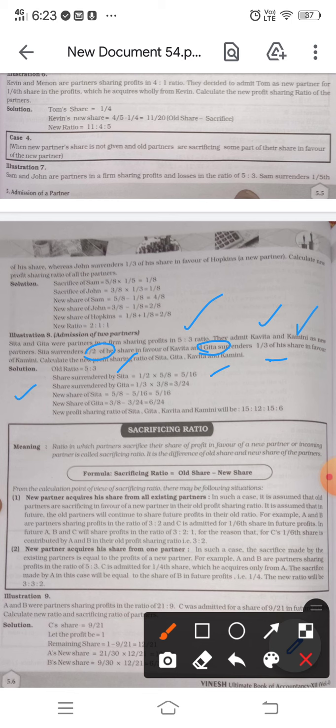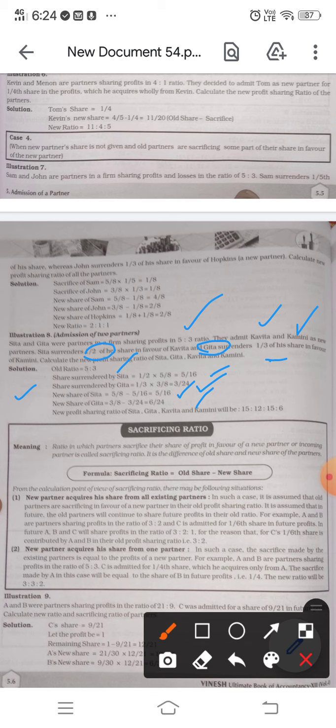So 1/2 into what is the old? 5/8. 5/8 into 1/2. Next, what is the share which is surrendered by Geeta? That is old is 3/8. In that she is surrendering 1/3. So 1/3 into 3/8. The next one is calculating the new profit sharing ratio by the formula, that is old share minus sacrificing share.